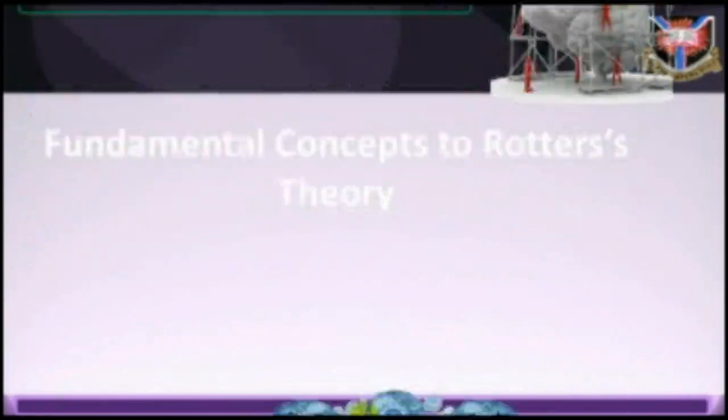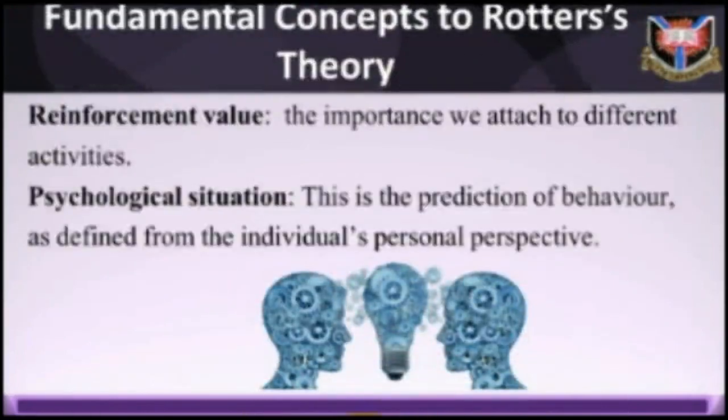Concept 3, reinforcement value. Reinforcement value is defined as the degree of preference for any one of a group of reinforcements to occur, if the probabilities of all occurring were equal. Simply put, reinforcement value refers to the importance we attach to different activities. And lastly, the 4th concept, psychological situation. This point takes into consideration prediction of behavior as defined from the individual's personal perspective. In this regard, both situational and dispositional factors are taken as influences on behavior.